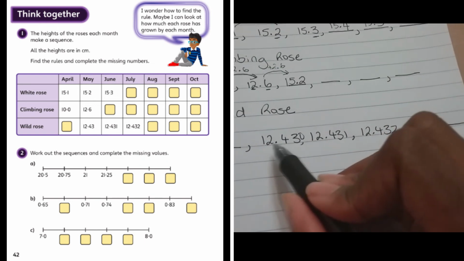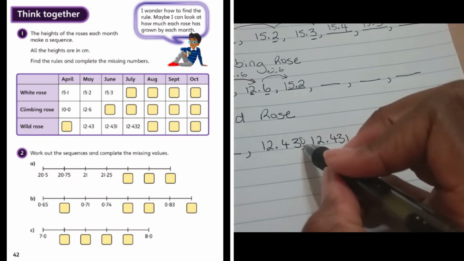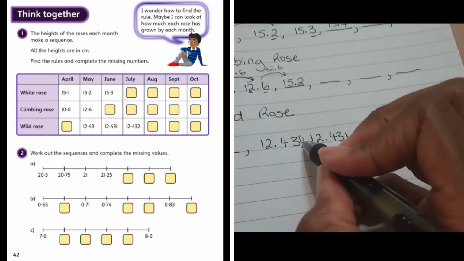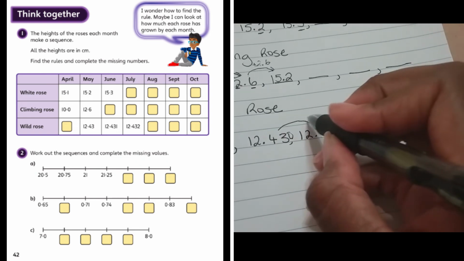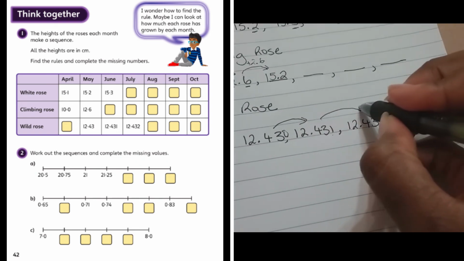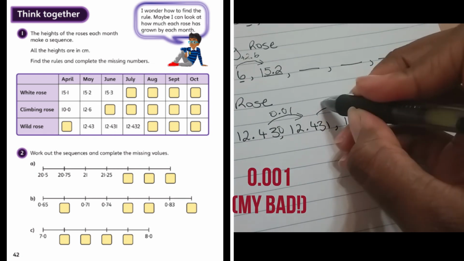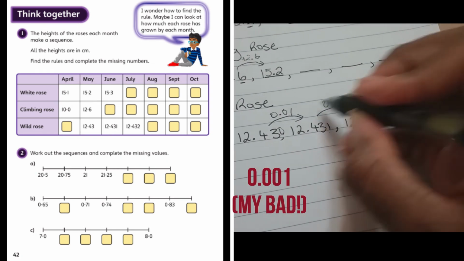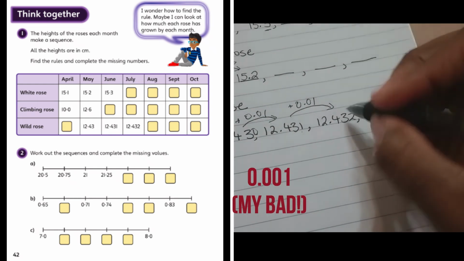So now, I see everything else is the same. 12.43 is the same in all of them. So the only thing changing was the thousandths place. It went 0, 1, 2. That means each month the same thing is being added, and it's 0.001, one thousandth. So I can use that to work out my next 2 months quite easily.